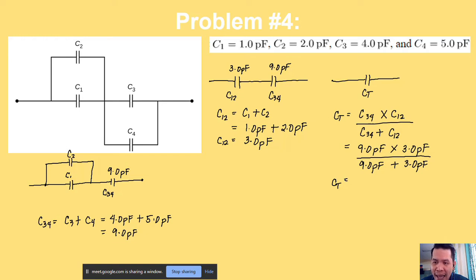So let's perform 9 times 3 divided by 9 plus 3. So C sub T equals 2.25, unit is picofarad. Since meron tayong dalawang digits after decimal point, so that already serves na po as our final answer. Ladies and gentlemen, this is our final answer.